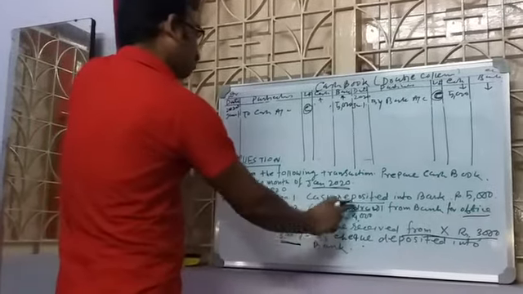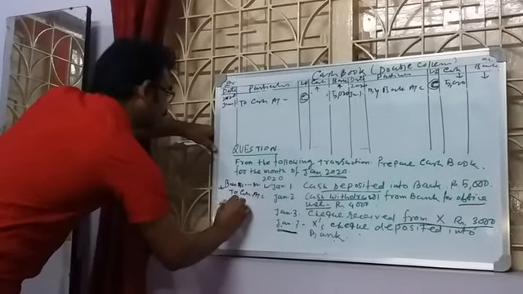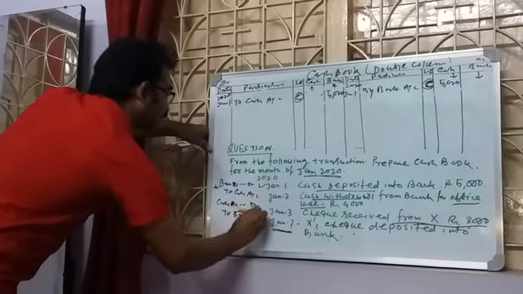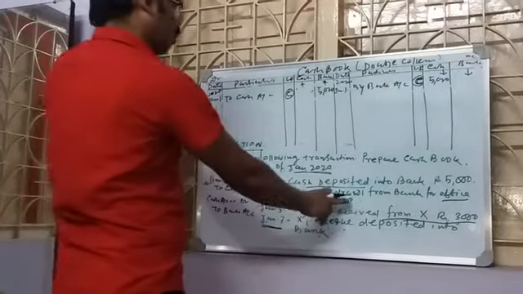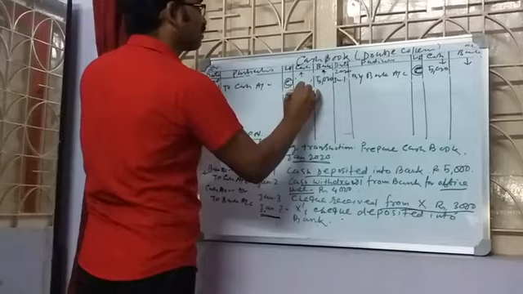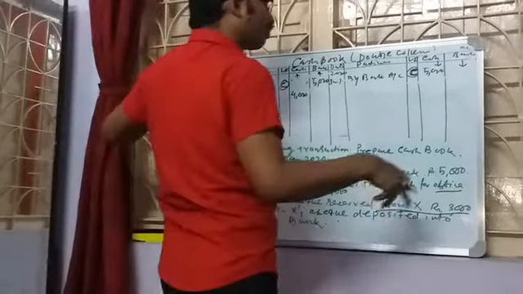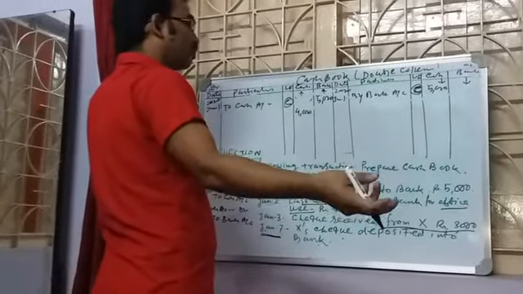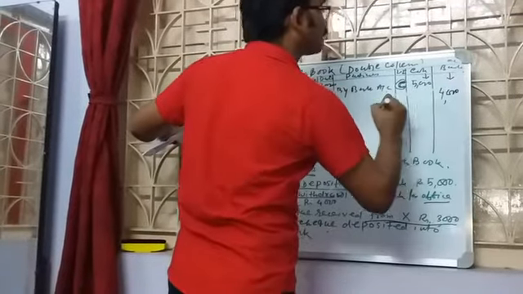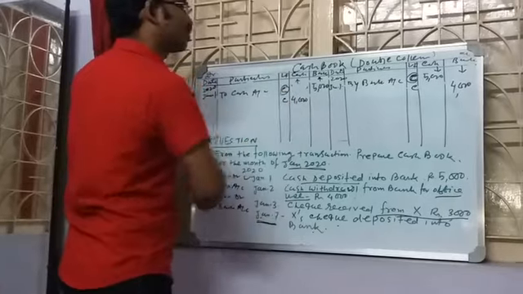So when cash is withdrawn from the bank for office use, it means the cash account is debited to the bank account. How much amount? 4,000. So cash comes in, that is why the cash balance is increasing, it is a debit, and the bank balance is decreasing because you have withdrawn money from the bank. That is why 4,000. Again the same entry, as this is a contra entry, so you put C.